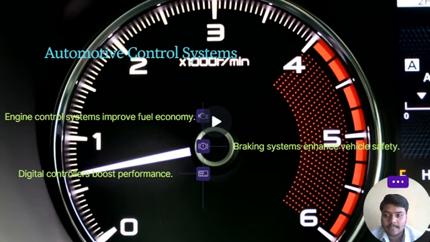Our next slide is automotive control systems. This means automotive control systems use digital technology to improve how cars run. Engine control systems save fuel, while braking systems make the vehicle safer. At the same time, digital controls boost overall performance, making the ride smoother and more efficient.